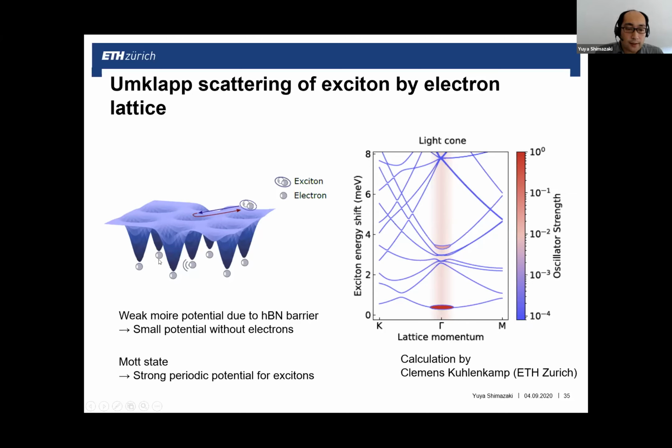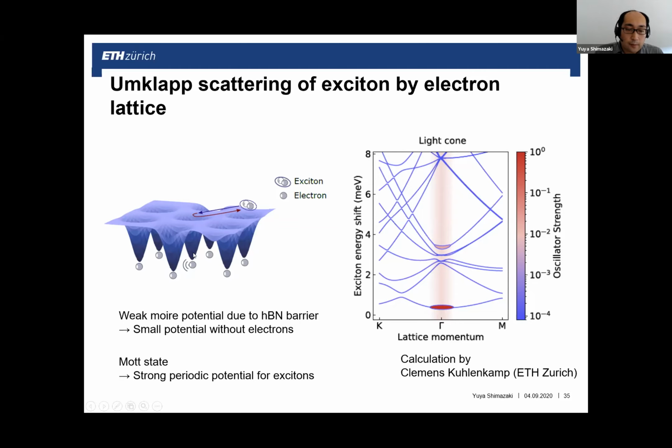If we form this electronic lattice, we will see the scattering of the exciton by this electronic lattice, and there should be Umklapp scattering due to the periodicity of the electronic crystal. Our system is rather special because there's only a weak moiré potential for this intra-layer exciton. Without these electrons, the potential for the exciton is very small, so we will not see this Umklapp scattering. But once we have this Mott state, we will start to see this Umklapp scattering.